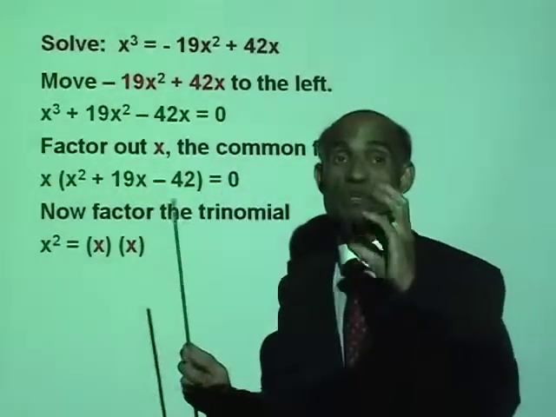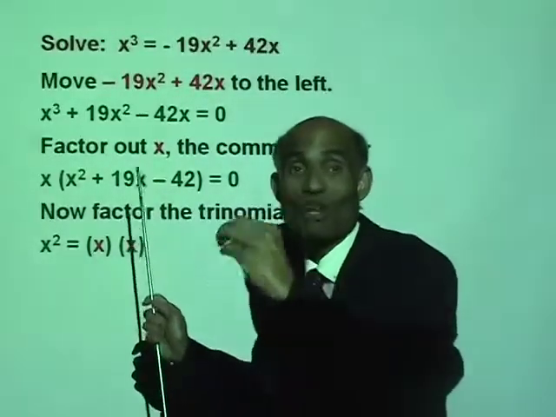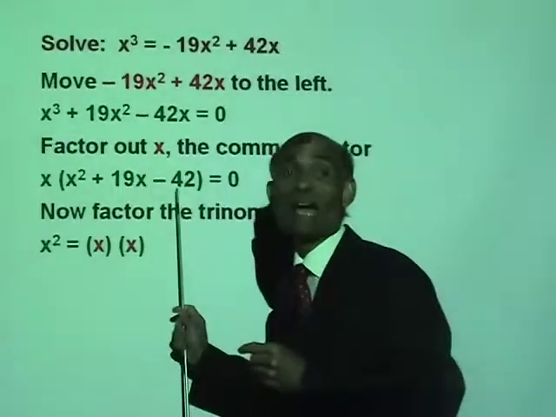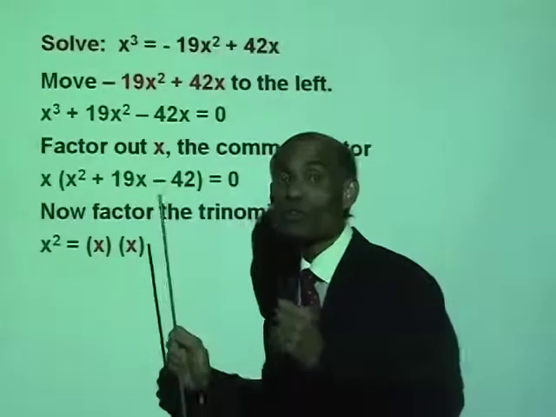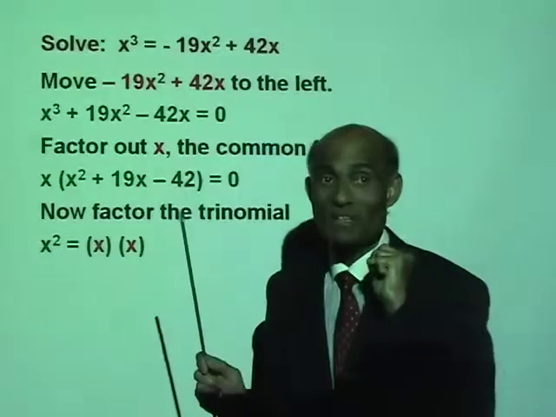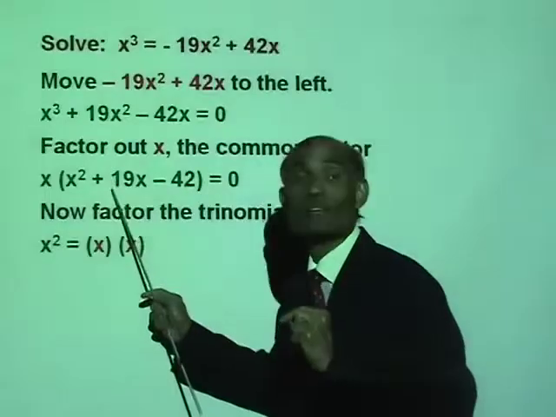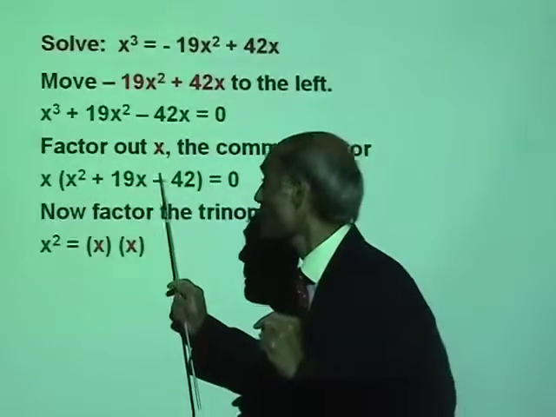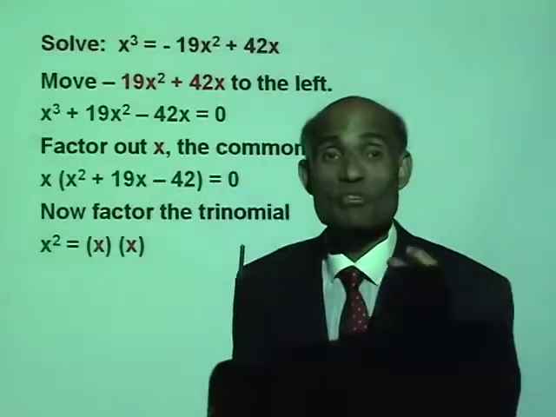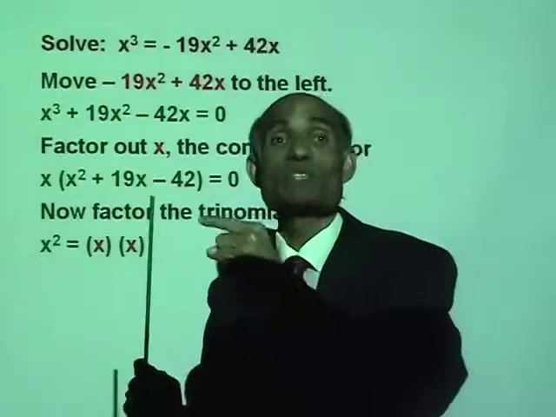Obviously, it means the bigger number that you choose will be positive and the smaller number will be negative. You see, there's a big clue there. 42. 42 is 21 times 2, right? Yes. And 21 minus 2 is 19. You see how simple it is? So what are the factors of negative 42? The factors of negative 42 must be positive 21 times negative 2.